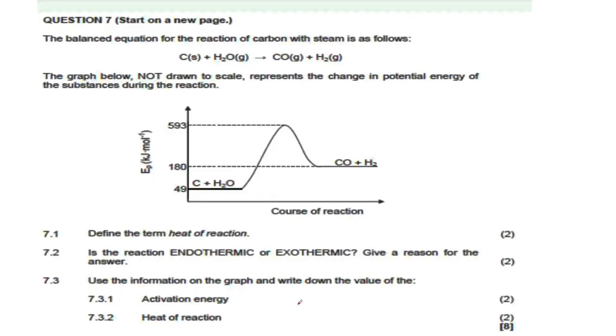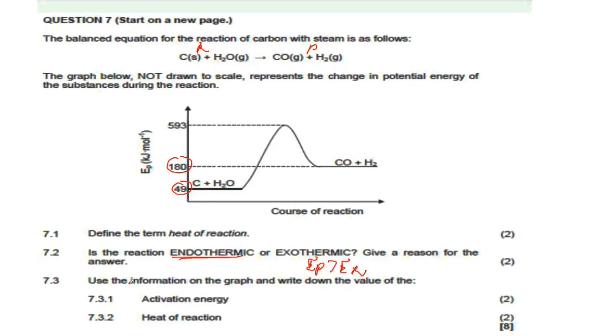Give a reason for your answer. Now, looking at the graph once again, we can see that these are the products. We can even tell from this equation here. So these are the products and these are the reactants, starting off here and then forming the product. But looking at the energy levels here, we can see that the energy of the product is higher than the energy of the reactant. So energy of products is greater than the energy of the reactant. This suggests that this is an endothermic reaction once again, right? Why? Because the energy of the product is greater than the energy of the reactants.